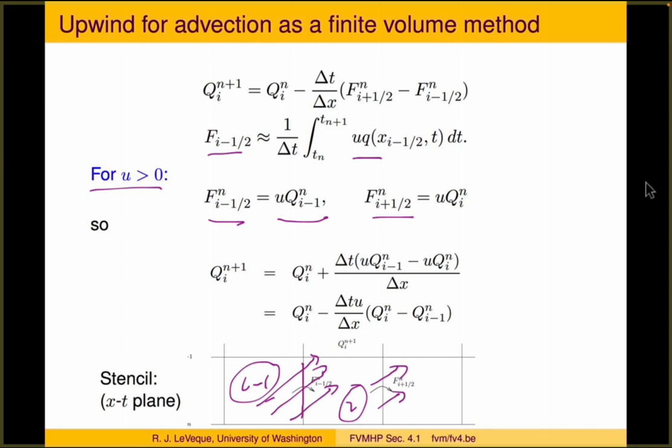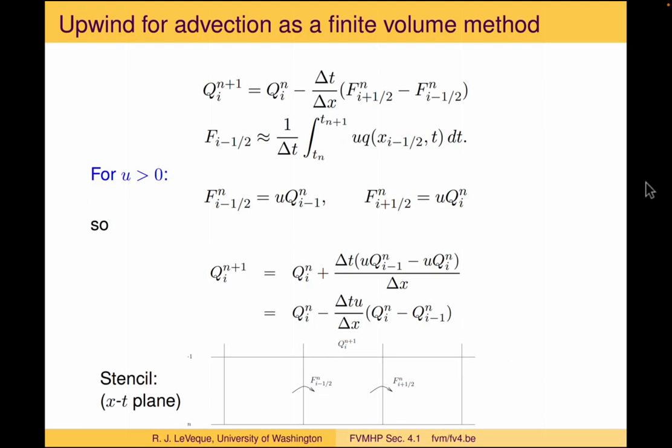So that gives us then the new cell average, Q_i^{n+1}, is the previous cell average plus this delta t over delta x times the difference in fluxes. And if we rearrange that, we get exactly the same upwind method that we derived from the finite difference formulation. It's just a different way of looking at it for the advection equation.